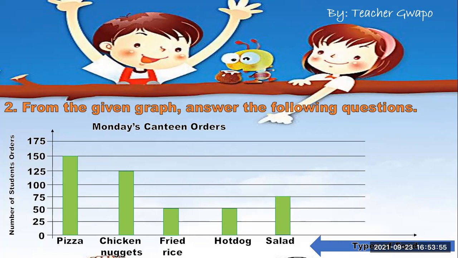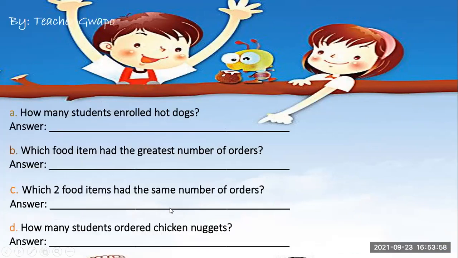Now let's answer the questions here. Don't forget the figure here. There are only 4 questions, A, B, C, and D. Now, how many students ordered? This one is ordered, not enrolled. So the word here, let me encircle this one, is ordered. How many students ordered hot dogs? Let me write here, ordered hot dog. If you look at the graph, there are 50 students who ordered hot dog.